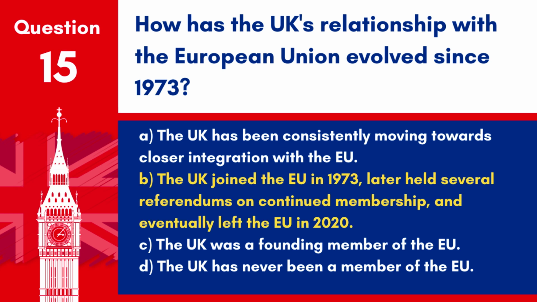Answer B. The UK joined the EU in 1973, later held several referendums on continued membership, and eventually left the EU in 2020. This question traces the UK's complex relationship with the EU, from joining, experiencing various political debates and public opinions, to ultimately leaving the Union.